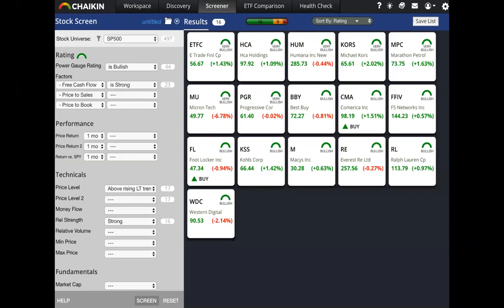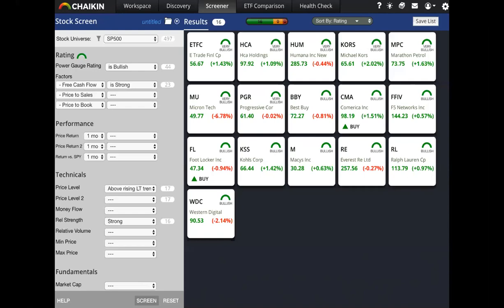And it's nice to know that it's there, but how do you find them? To solve that problem, we built a screener that's very different from any other screener because it enables you to screen on the factors in the power gauge rating and the power gauge rating itself. So around midday today, I took the S&P 500 as a starting universe, required that any stock that passed through the screen have a bullish rating.